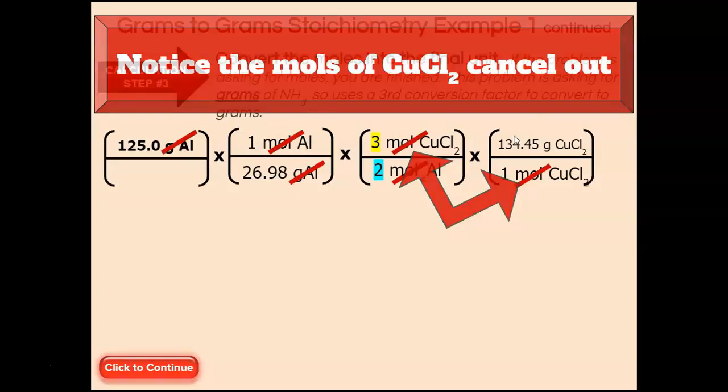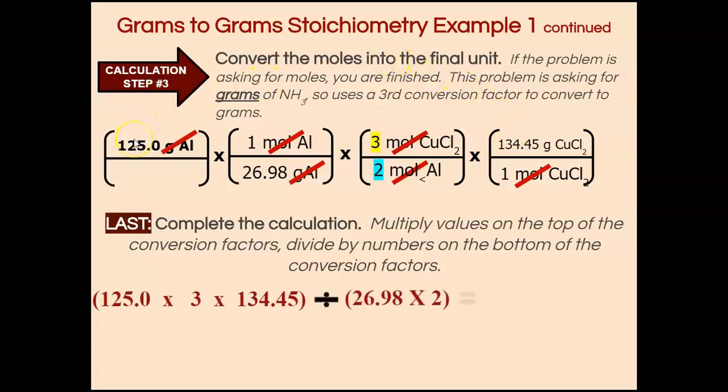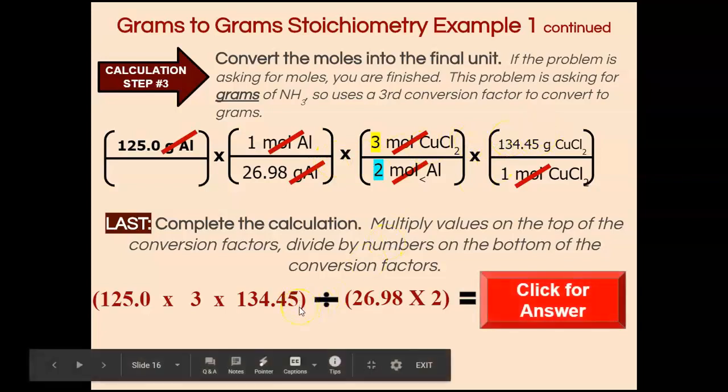So to finish up, I simply calculate. I multiply my numbers from the top in one set of parentheses, 125 times 3 times 134.45. I close that set of parentheses, divided by, I must open a new set of parentheses on the bottom to calculate the value.